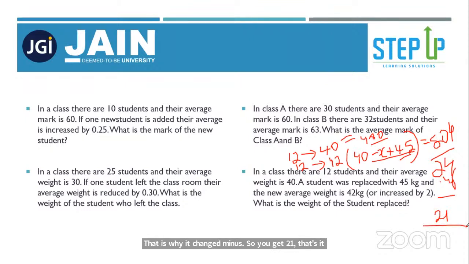Total 480. After replacement, it is 504. So 24. The person who came in, he is 45. I want the old person's weight, so I'm subtracting it. Did you get that?